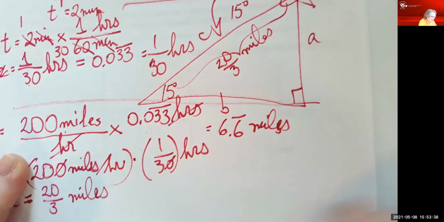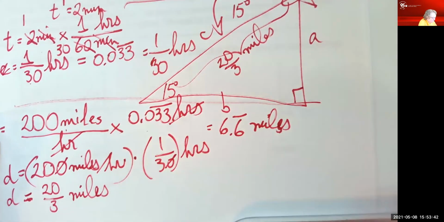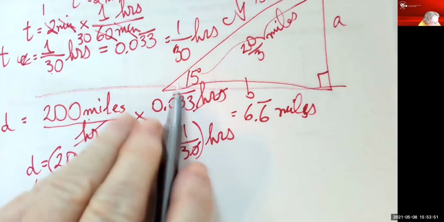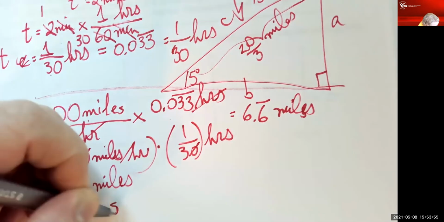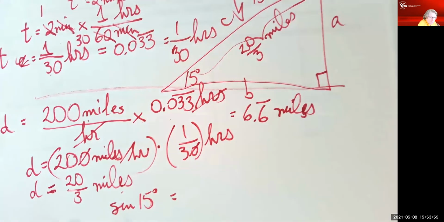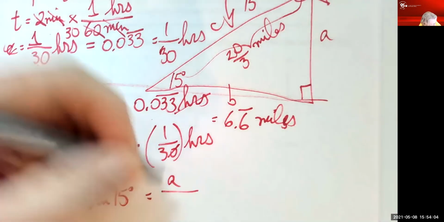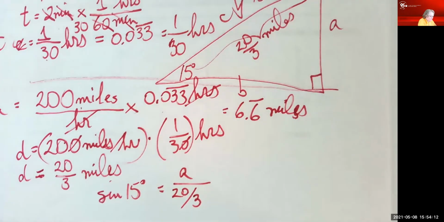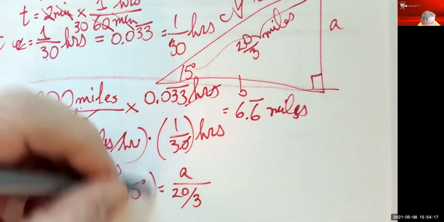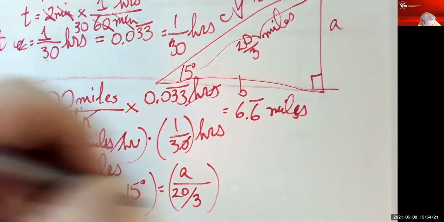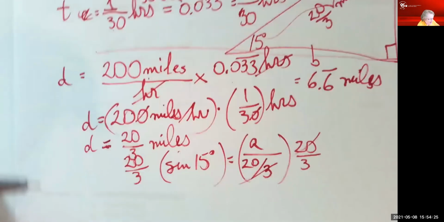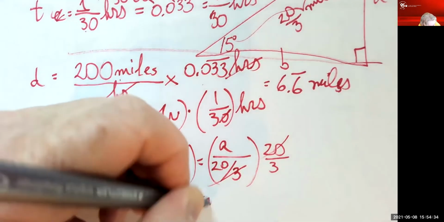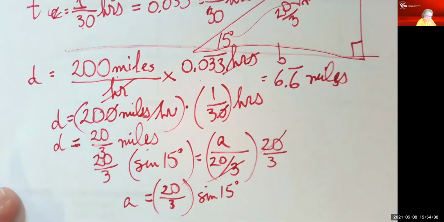Now, how can I find A and B knowing side C, knowing the hypotenuse? This is really, really important. We're going to be doing this a lot going forward. So we know that the sine of 15 degrees, well, sine is opposite over hypotenuse. And to get the opposite side, I'm going to multiply both sides by the hypotenuse. And I get that side A, the vertical side, is the length of the hypotenuse times the sine of the angle.